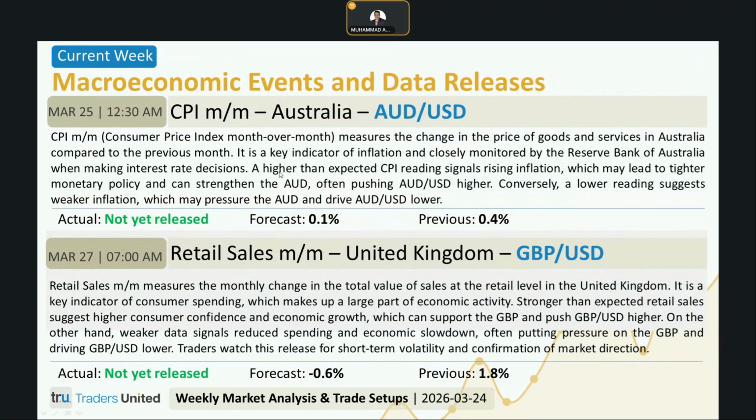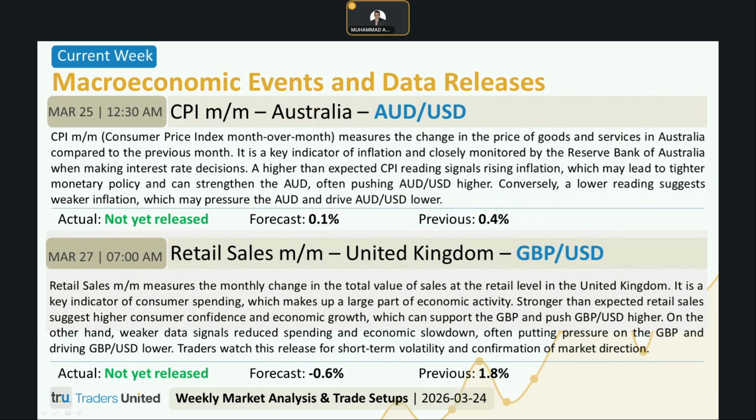These are basically the upcoming news events for the current week. So the first one is the CPI month over month. M over M means month over month. It's just a short word and abbreviation. So what is CPI M over M in Australia?